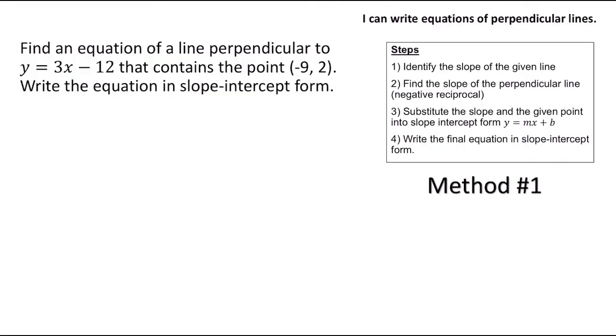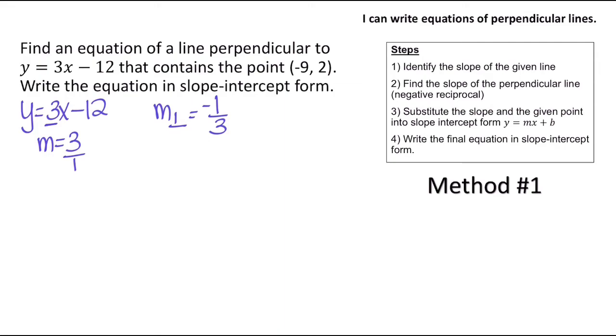So let's write an equation of a line perpendicular to y equals 3x minus 12 that contains the point -9, 2. And let's write the equation in slope-intercept form. So y equals 3x minus 12. So this is my value of m. So m equals 3. My perpendicular line is going to be, okay, so let's think about this. We're going to take 3, which is 3 over 1. We're going to flip it and make it negative. So my perpendicular slope is -1/3.